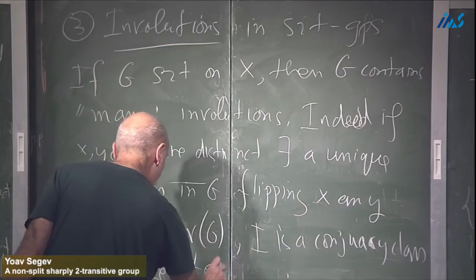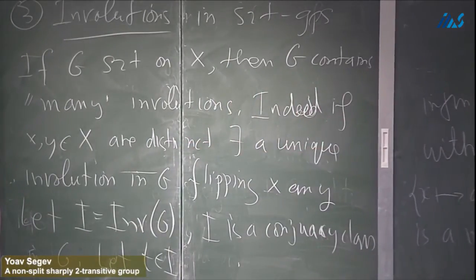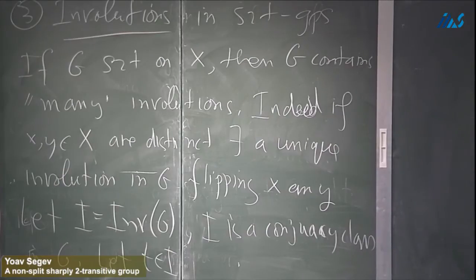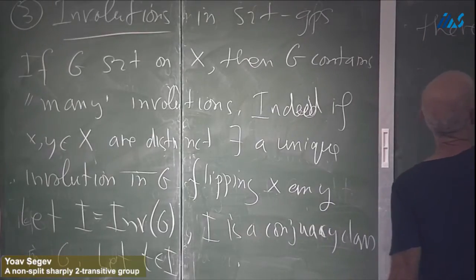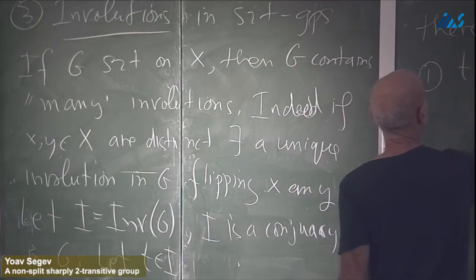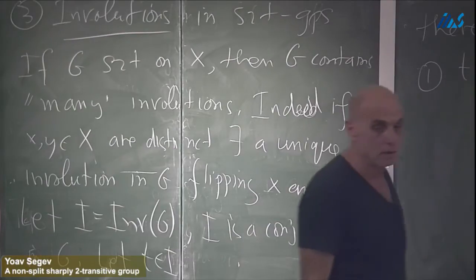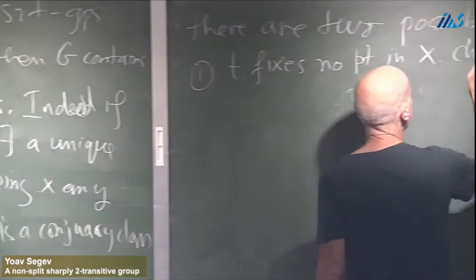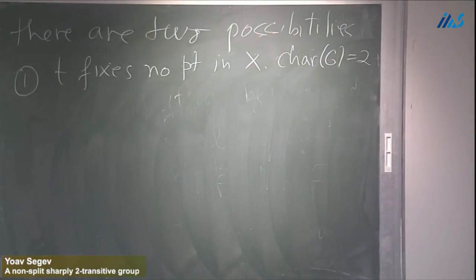Pick an involution T. Then there are two possibilities. Possibility 1 is that T fixes no point in X. The involution fixes no point. We write characteristic of G is 2. Possibility 2, T fixes a unique point in X.